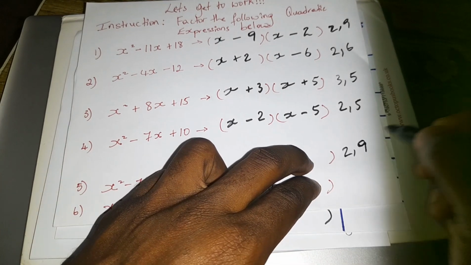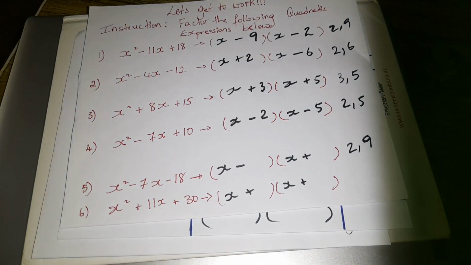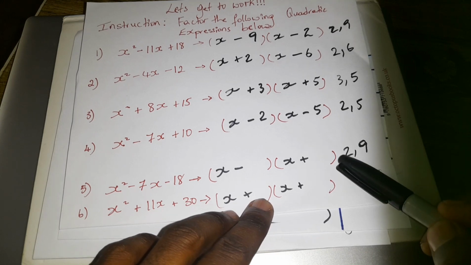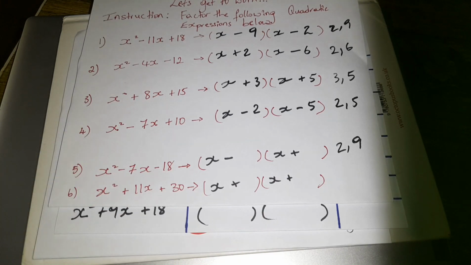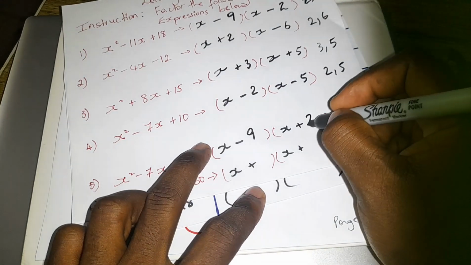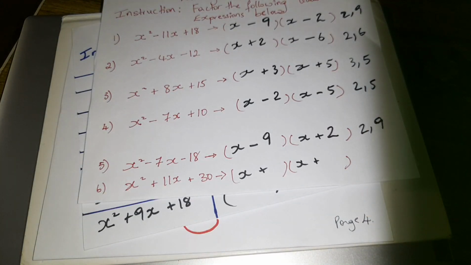2 and 9. When you multiply them, you get 18, but when you subtract the small number from the bigger number, you get 7. And remember that the 9, the bigger number, is supposed to have the negative, right? And the last one is positive.